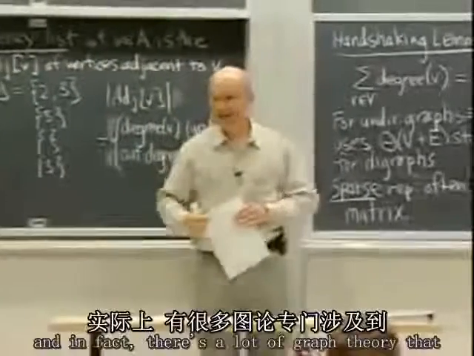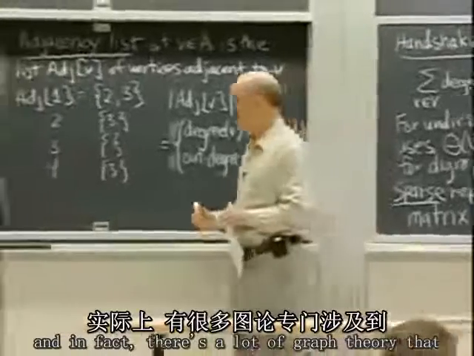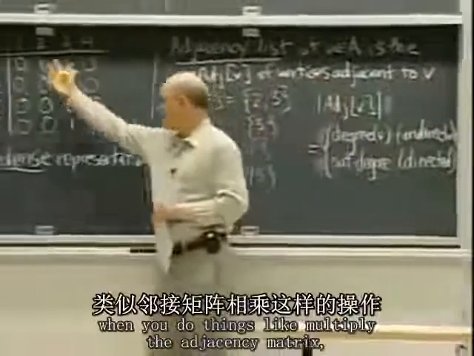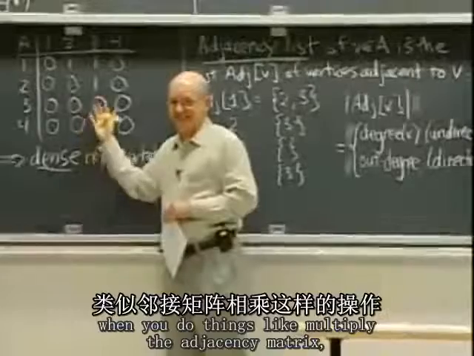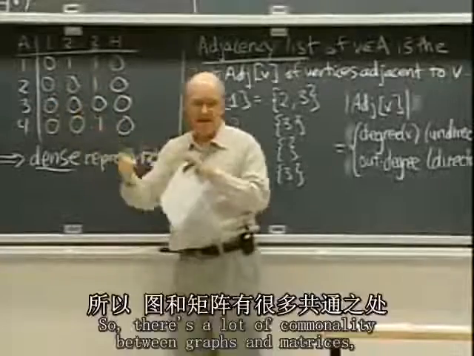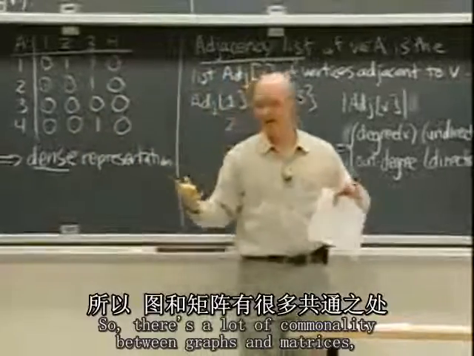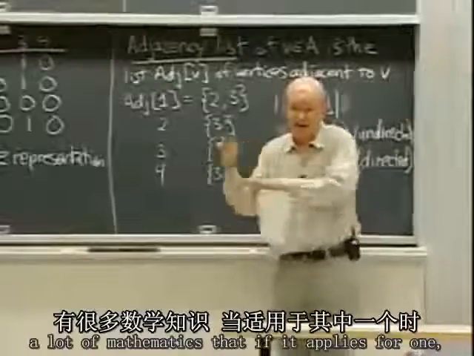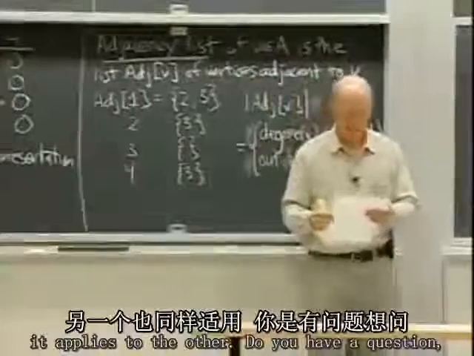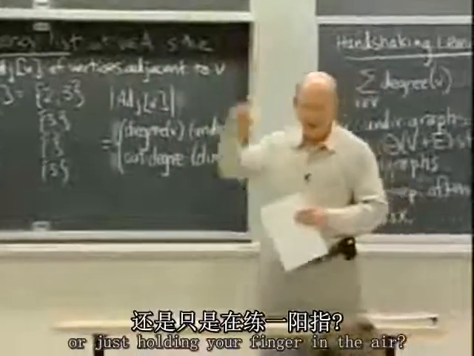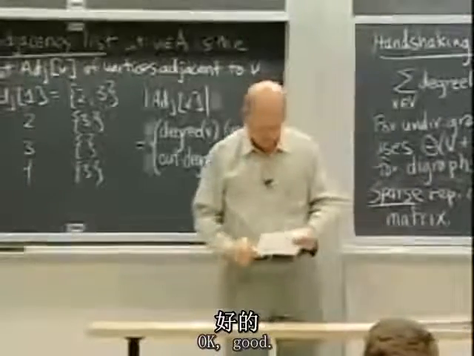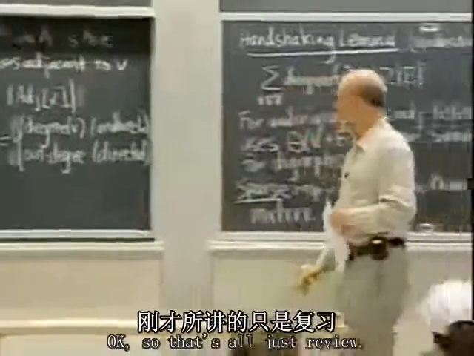Okay? And in fact, there's a lot of graph theory where we do things like multiply the adjacency matrix. So there's a lot of commonality between graphs and matrices. A lot of mathematics that applies for one applies to the other. You have a question? Or just holding your finger in the air? Okay, good. So that's all just review.